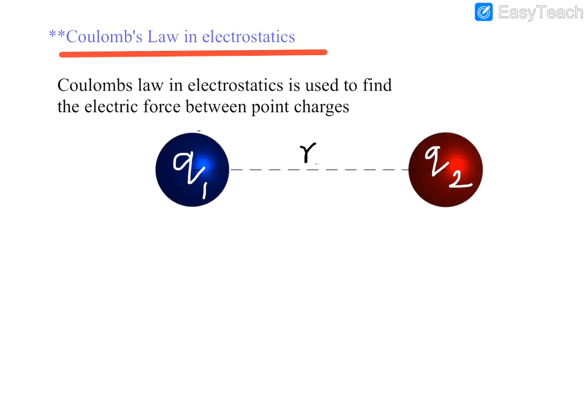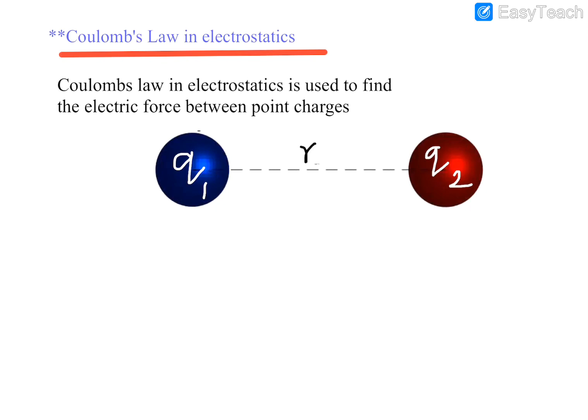Sometimes it will be attractive and sometimes it will be repulsive, depending upon the charges Q1 and Q2. If Q1 and Q2 both are the same type of charges, then the force between them will be repulsive, and if Q1 and Q2 are opposite types of charges, then the force will be attractive. So whether it is attractive or repulsive, you can find out by checking whether the charges are similar or opposite. In Coulomb's law, we want to find how much force is there. In order to find that, we can use Coulomb's law in electrostatics.